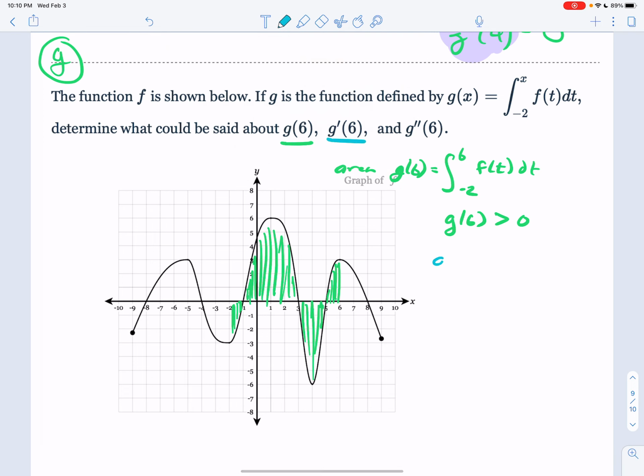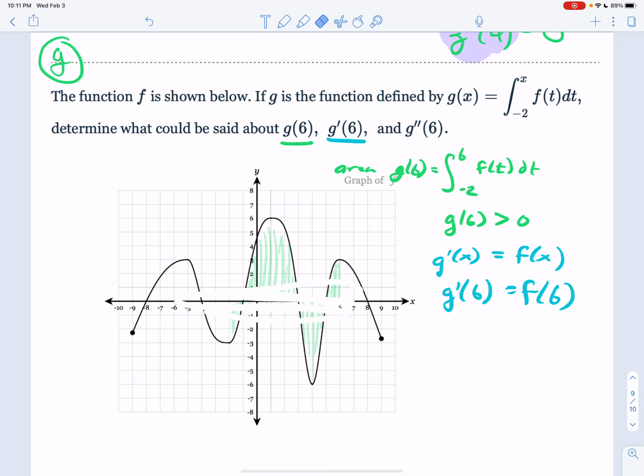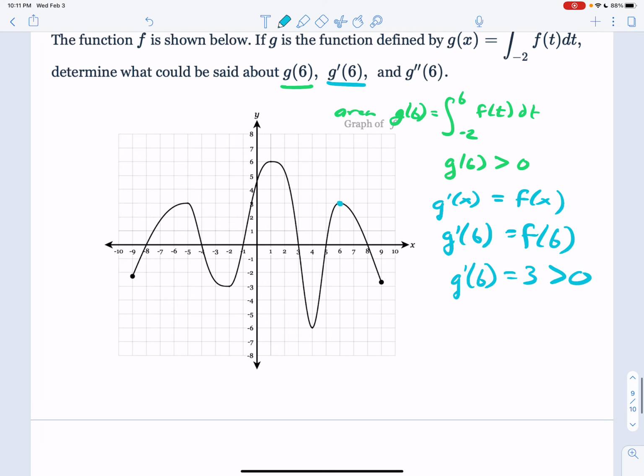G prime of 6, or G prime of x, I should say, is f of x. Again, that's just the derivative of an integral, FTC2. So G prime of 6 is really just f of 6. And f of 6, according to my picture here, is right there, and that's equal to 3. So definitely positive.